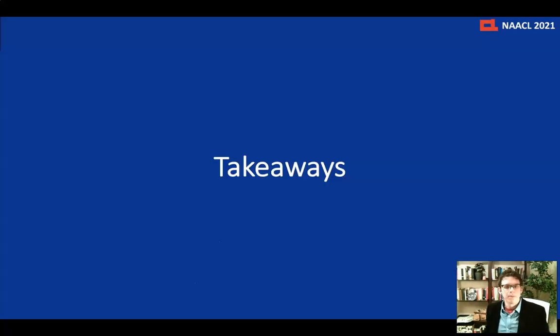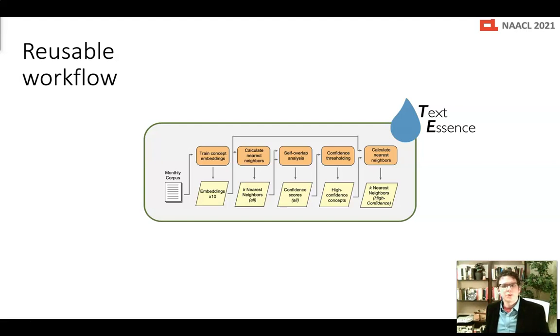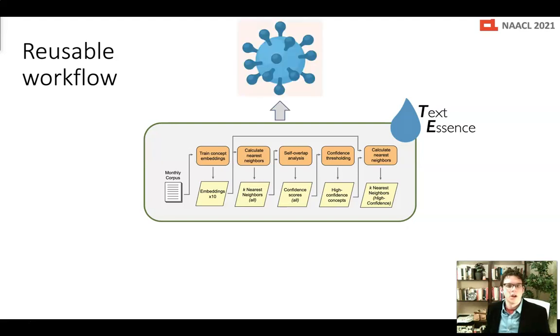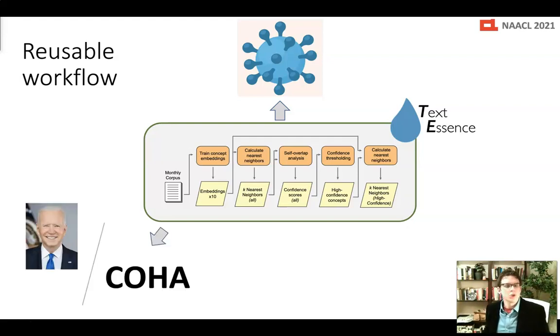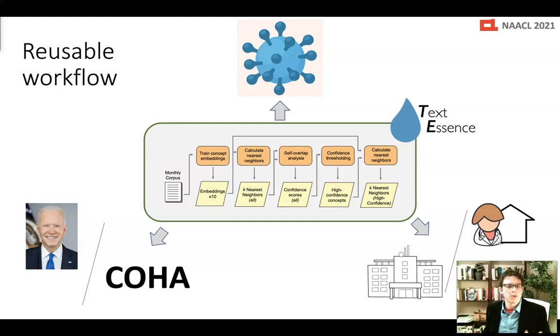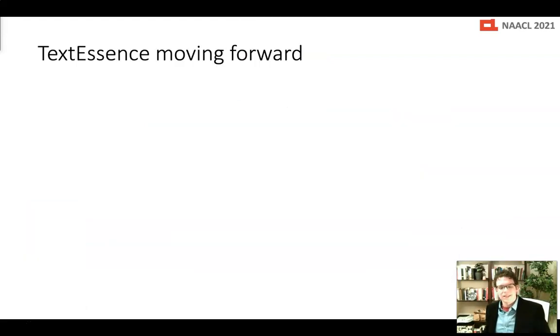So to recap, TextEssence is a reusable system for analyzing semantic differences between corpora. We used it to analyze COVID-related scientific literature. It can also be used for other long-term change tracking, or even for tracking sudden shifts around a big event, like the 2020 US election, and also for more comparative analysis of corpora from different communities. We built TextEssence as a tool to help leverage embedding technologies as a tool for corpus linguistics.